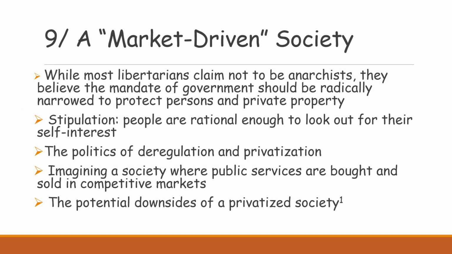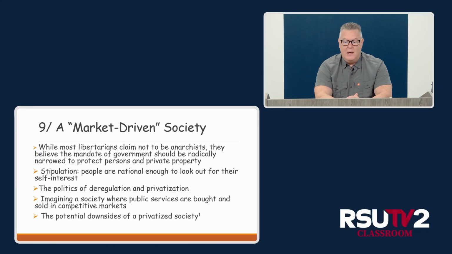So in a market-driven society, while most libertarians claim not to be anarchists, they believe the mandate of government should be radically narrowed to protect persons and private property. The stipulation is that people are rational enough to look out for their own self-interest. I would basically make the argument that this is not an argument for rationality. It's an argument for omniscience, for knowing everything that you need to know at every point in time to be able to make fully informed decisions. That's what they stipulate to. And so if you stipulate to it, then you can deregulate and privatize pretty much everything.